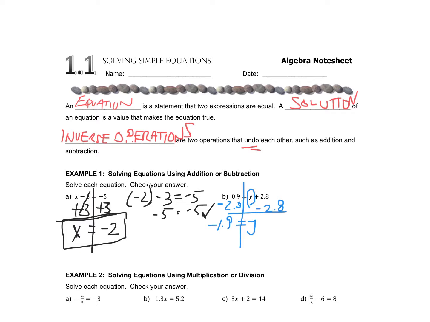Now again, to do a quick check, to show my check here, I would just write what I have so far. Now when I get to the y, I'm not going to write y, I'm going to plug in the value of the y.